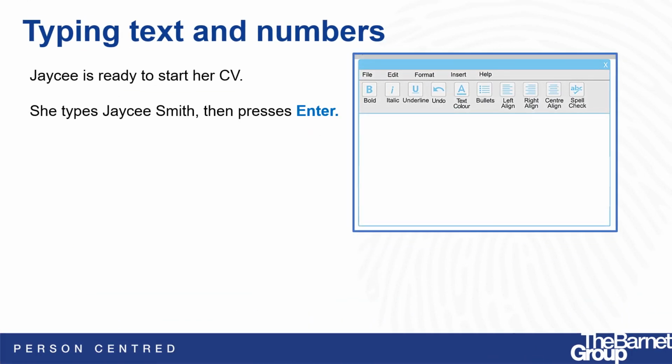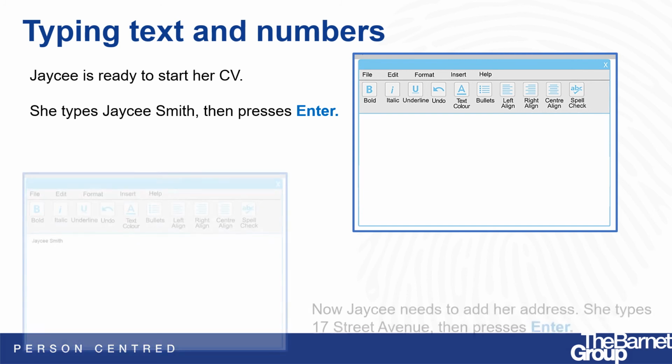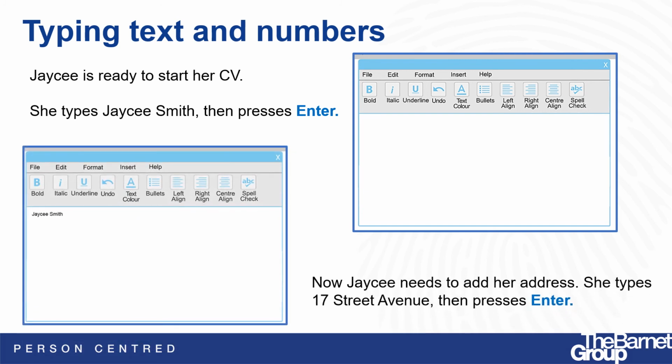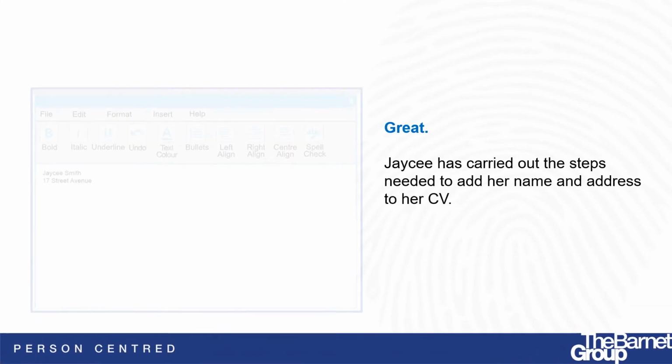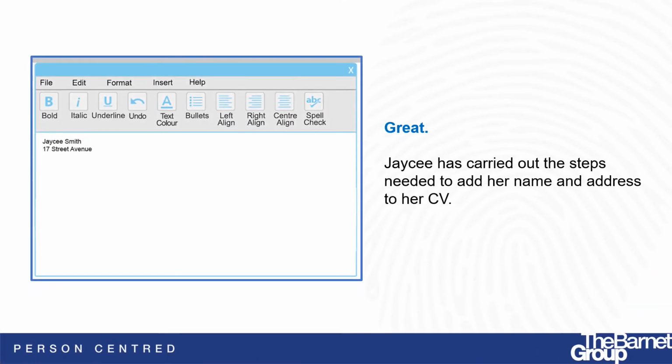Type in text and numbers. JC is ready to start her CV. She types JC Smith, then presses enter. Now JC needs to add her address. She types 17 Street Avenue, then presses enter. Great. JC has carried out the steps needed to add her name and address to her CV.